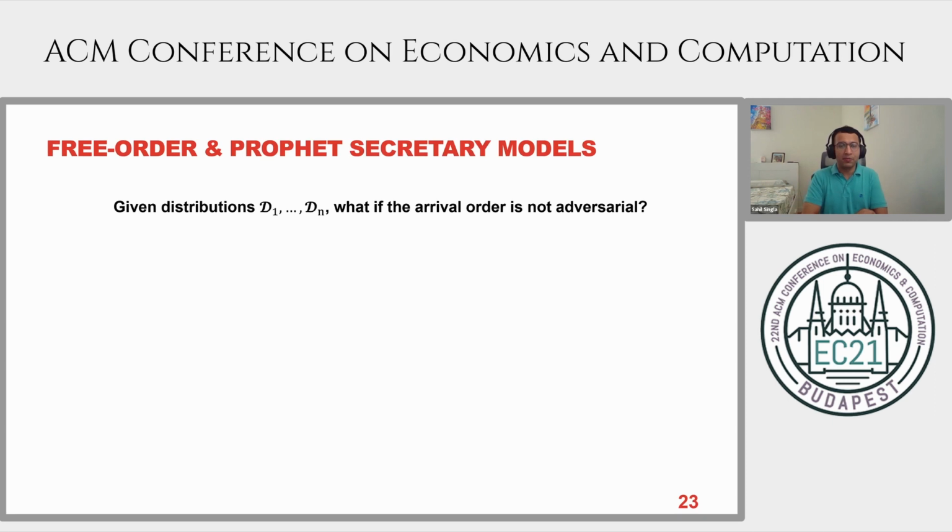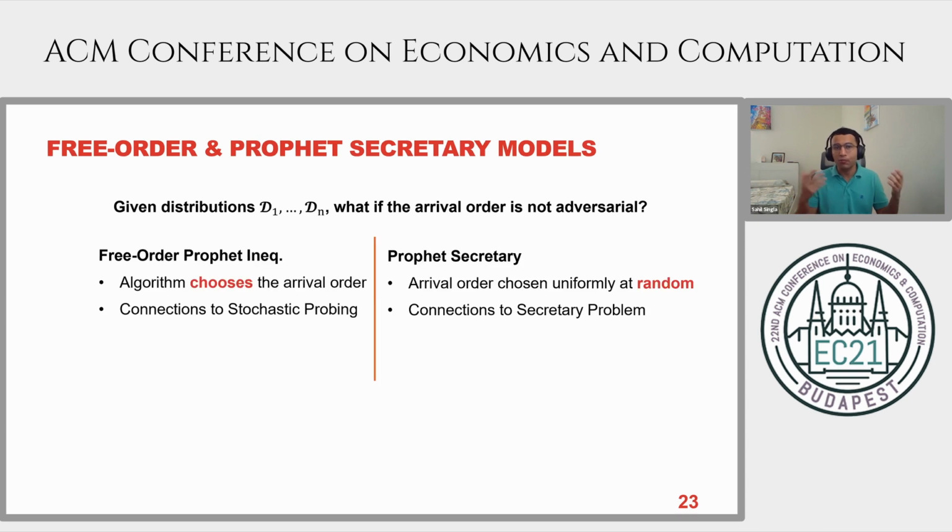Another direction being studied is, we've always been assuming that the distributions are known and the arrival order is worst case. What if the arrival order is not worst case? Maybe there is some more control over this arrival order. Two popular models here are the free order and the prophet secretary. In the free order, your algorithm chooses the order. So the distributions are fixed, and your algorithm decides, maybe show me the value of the fifth box. So you get to see X5 and you have to immediately decide whether you are taking it or not. So you cannot postpone your decisions, but you can choose the order in which you go about them.